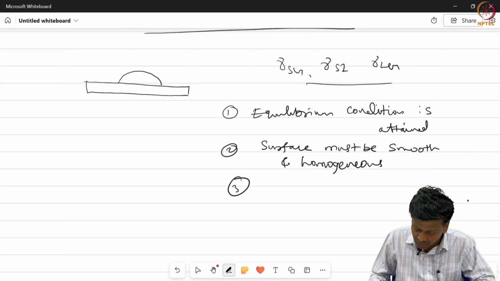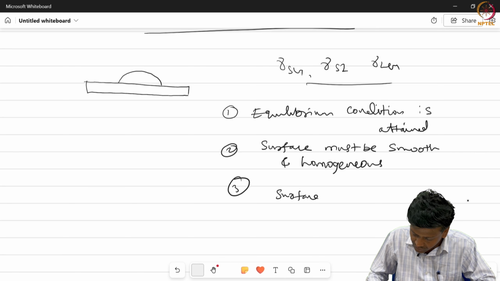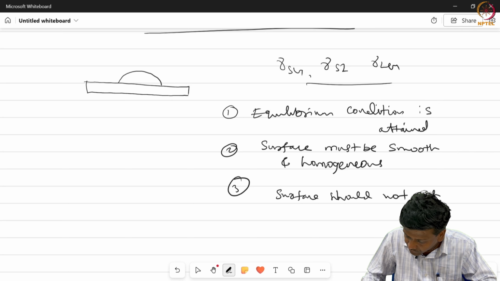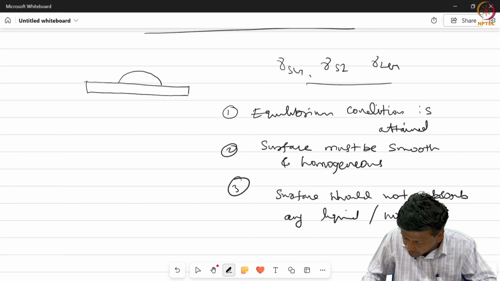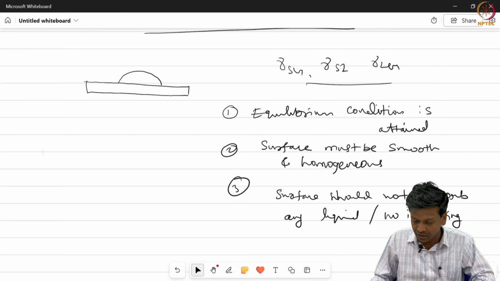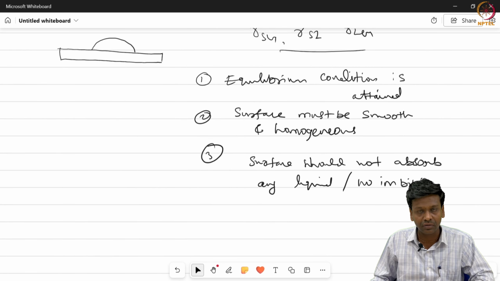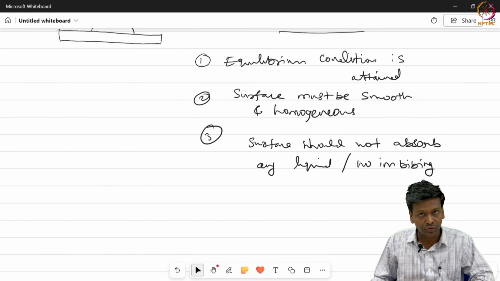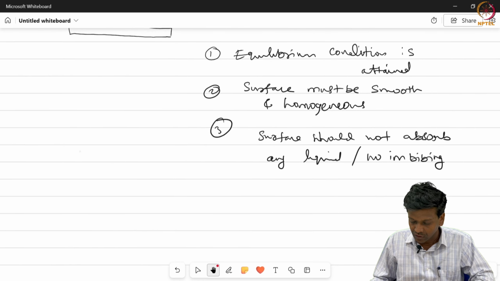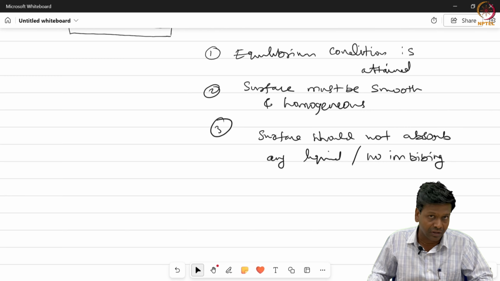The third one is no imbibing, meaning the surface should not absorb any liquid. This condition should prevail. Only then can we say that this equation can be used, with all these conditions met.